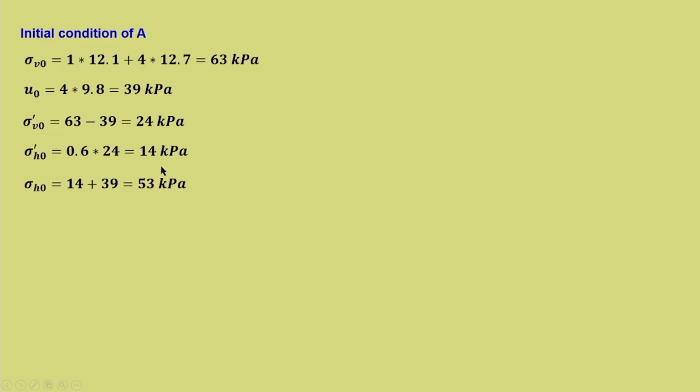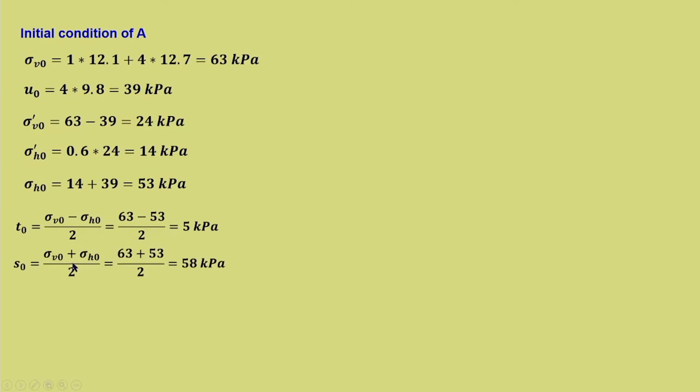So, the initial condition is known. T naught, we are plotting this in the TSS dash plot. We can find out what T naught is, which is sigma V naught minus sigma H naught by 2. All the values are given: 63 minus 53 by 2, which is 5 kilopascal. S naught is the same, 63 plus 53 by 2, which is 58 kilopascal.